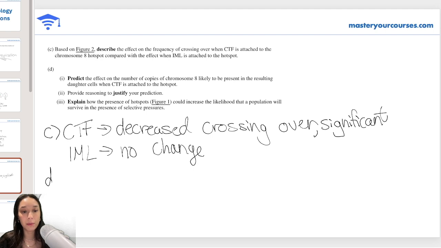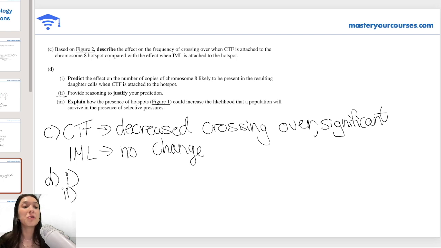So for D part 1, we're looking at the number of copies of chromosome 8 likely to be present in daughter cells when CTF is attached. We've already mentioned that CTF should decrease crossing over. Part 2 is also providing reasoning, so I'm just going to answer these all as one. I'm going to tell you and then provide my reasoning.